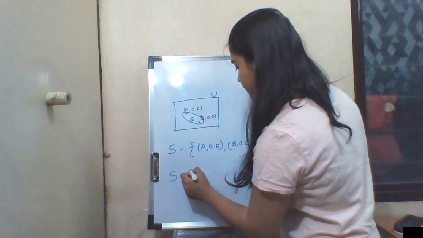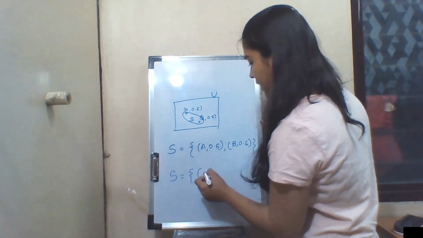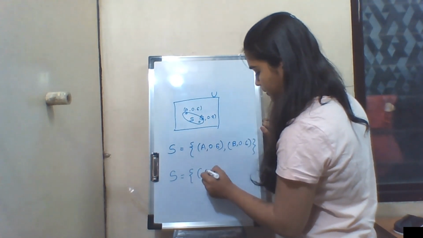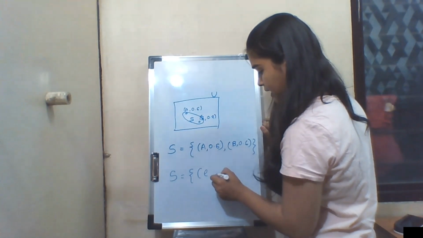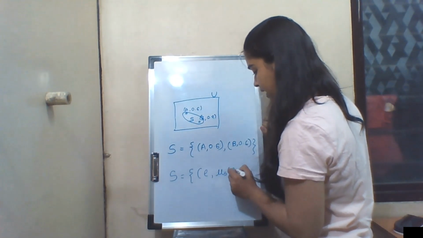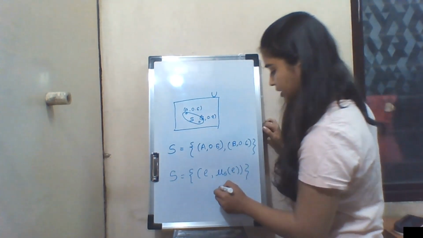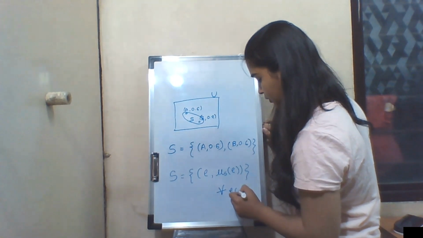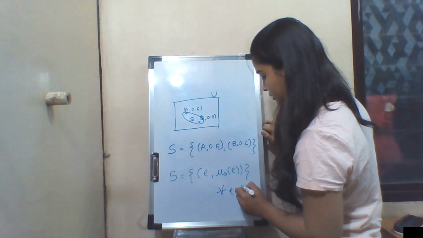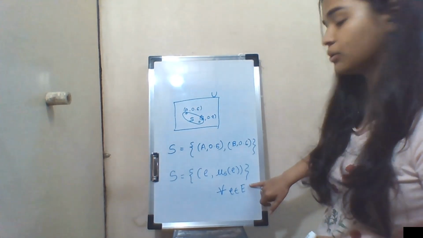The mathematical notation for the same is as follows. Bracket open, and then you write the ordered pair of element E and its membership function of the element, and bracket closed. For all such elements belonging to U. That is how we denote a fuzzy set.